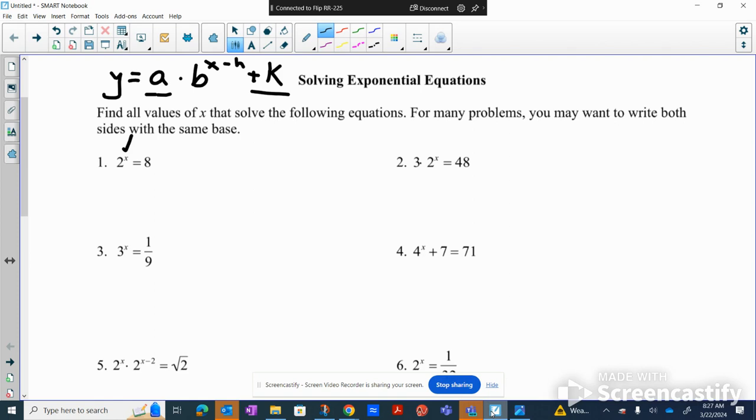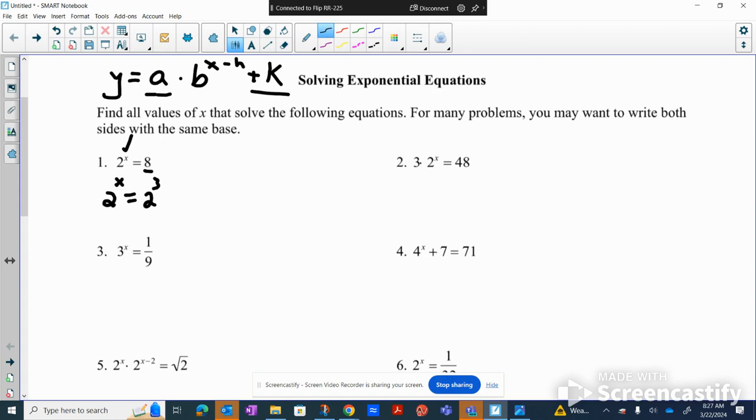So going back here, the first thing we should attempt is to try to make 8 into base 2. So 2 to the 3rd power is equivalent to 8. Now we have like bases.